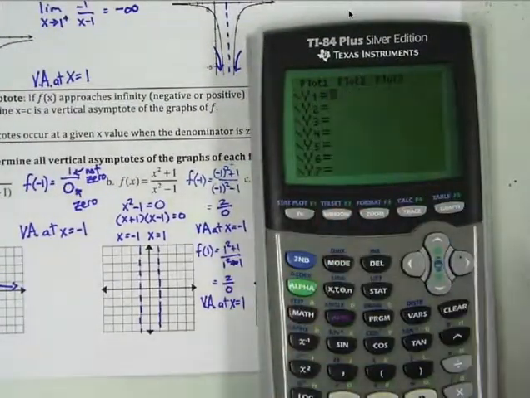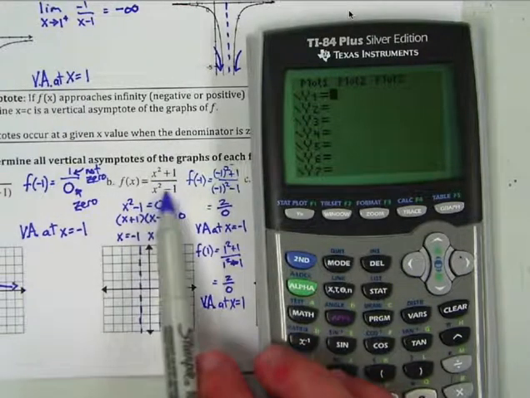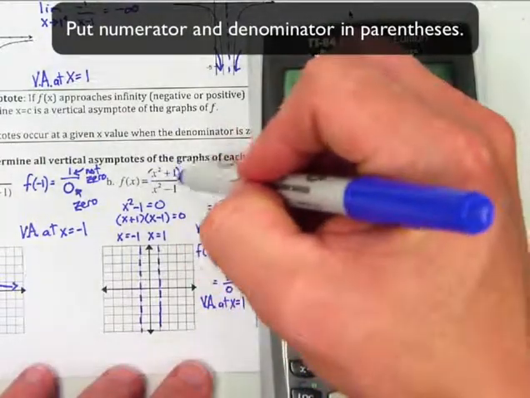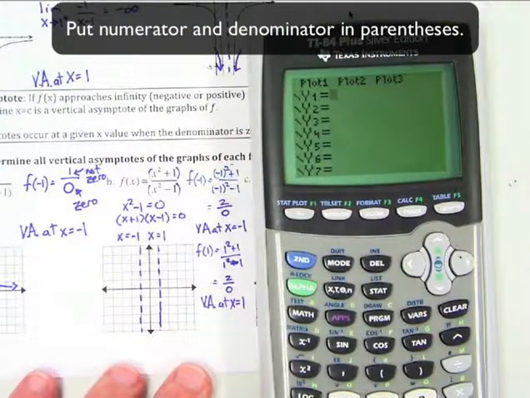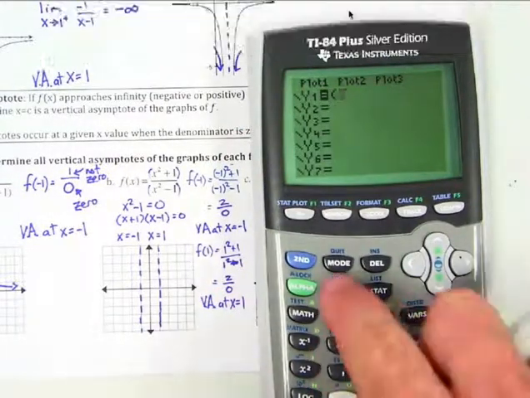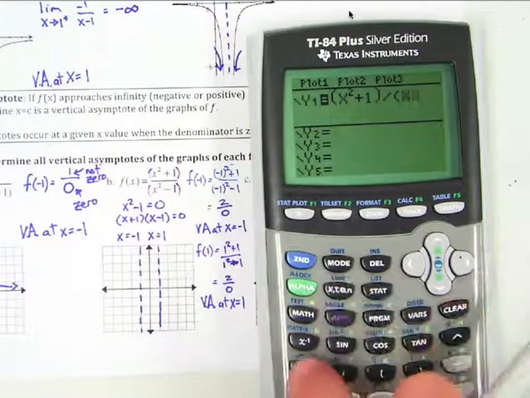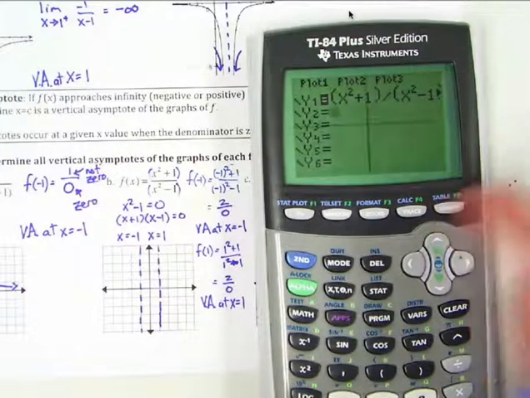Press y equals and clear. Now because we have a polynomial function in the numerator and in the denominator, we're going to want to keep parentheses around both of those in our calculator. Okay, so we have x squared plus 1 in parentheses divided by, in parentheses, x squared minus 1. And then we'll graph it.